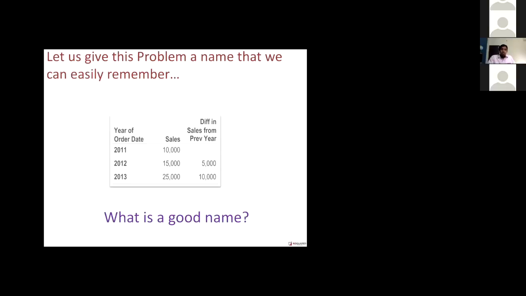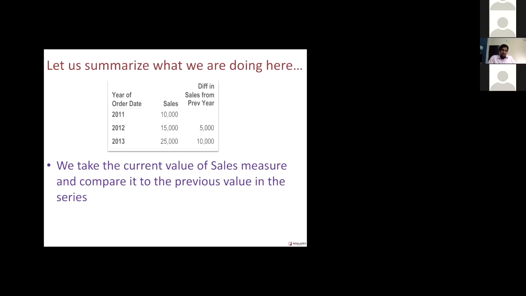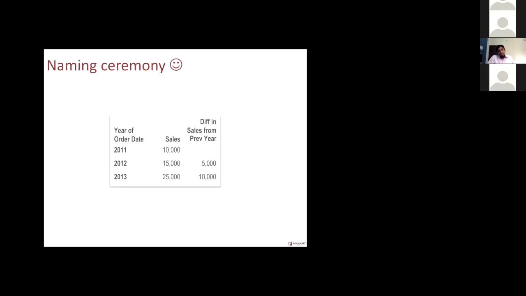So let's give this problem a name, a good name that helps us to easily remember this. Take a moment again and think of what is a good name that you would give. So let's summarize what we are doing here so that, before we give the name, it's very clear. We take the current value of the sales measure, and then we compare it to the previous value, right? In other words, what we are doing is me versus my peer, right? So in this case, along the year, we are taking any peer, so I can compare to the previous value, next value. So it's about a comparison within a peer group, really, right? So we can give it a name, peer comparison, right? So this is a fair name, so we are comparing it to a peer.